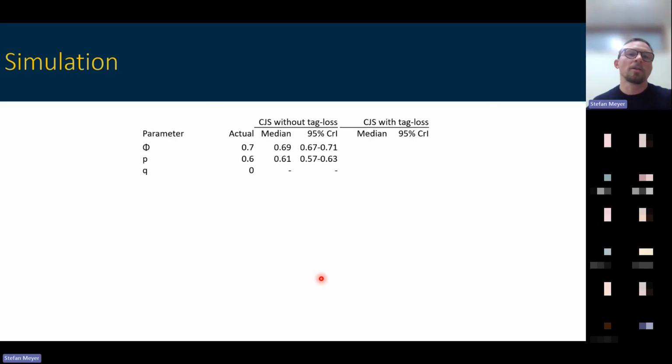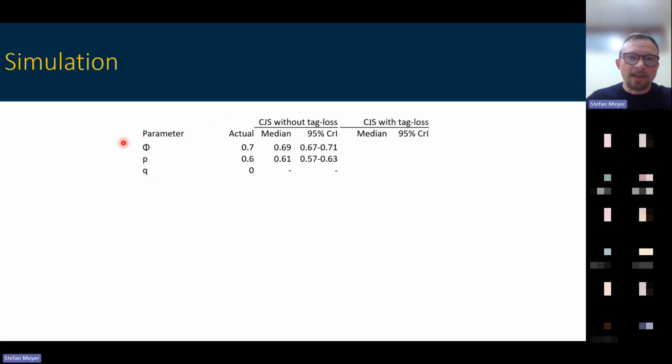And here are the results. I fitted two models. First, I fitted a CJS model that does not account for tag loss, just to look at the potential bias. And then I also fitted the model that I just introduced in this presentation, a CJS model with tag loss.